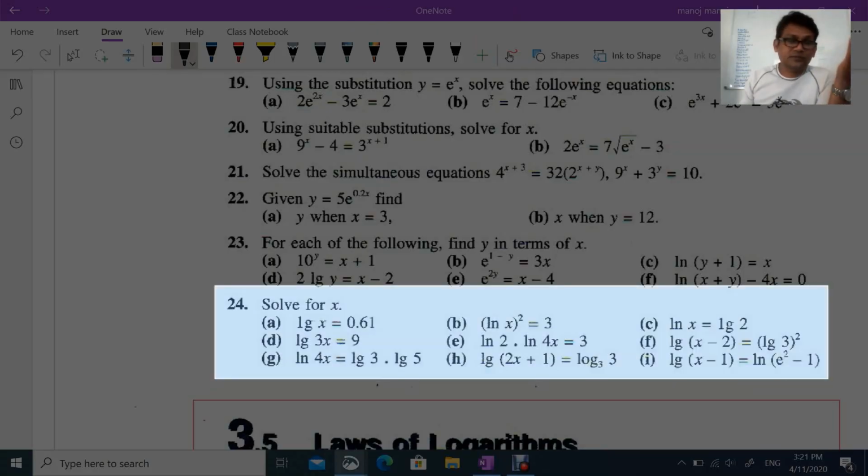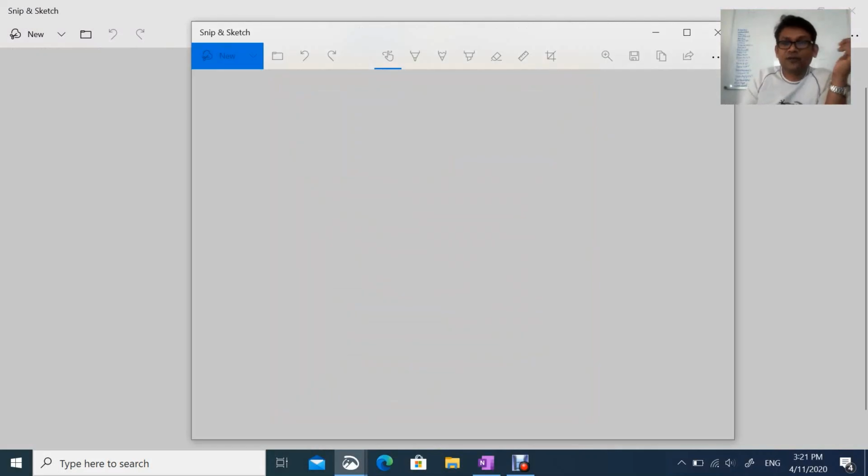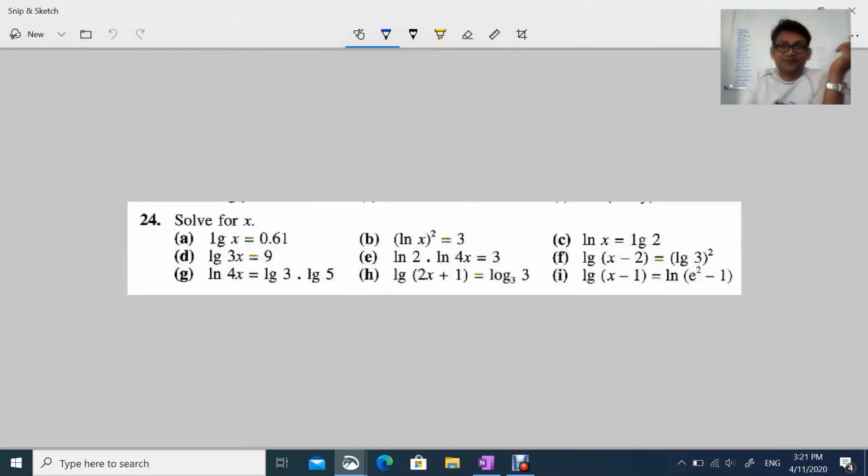I think all questions are very important, and let's see how many questions I can do. Solve lg x = 0.6. For this condition the base is 10, so 10^0.6 = x, and you can use a calculator and get the answer. Okay, I'm moving to the next part.